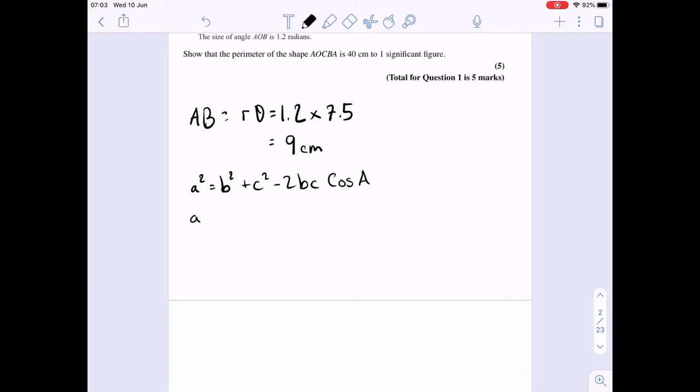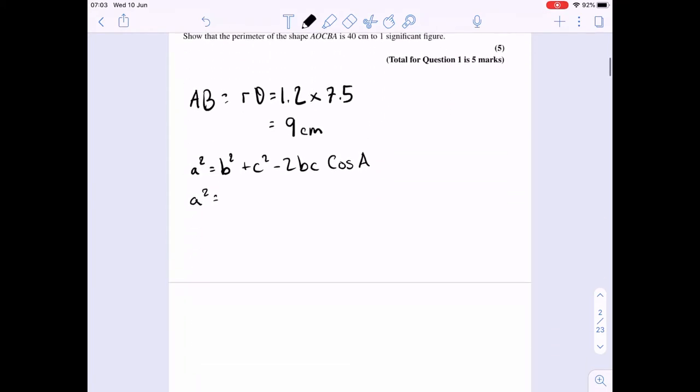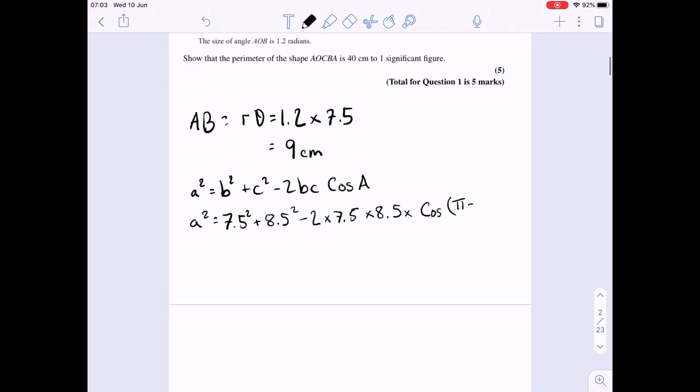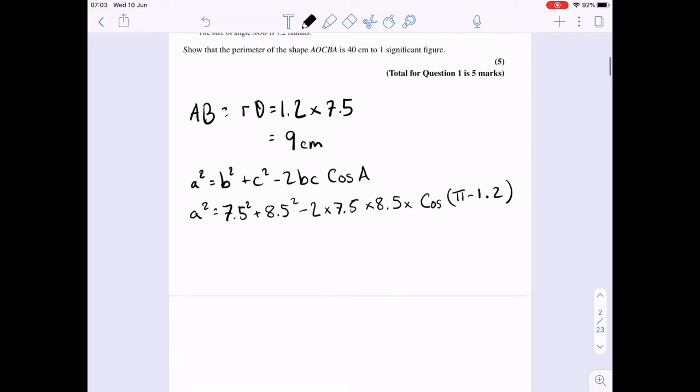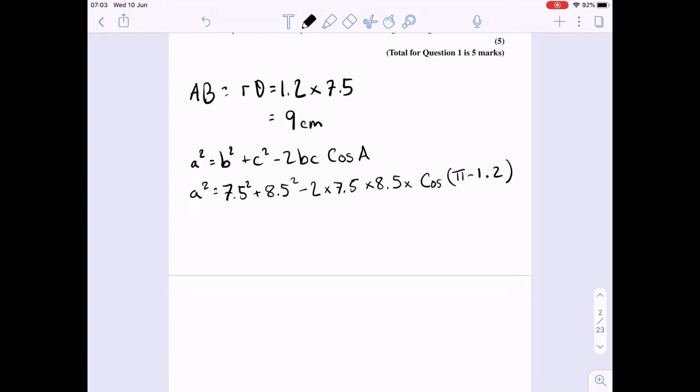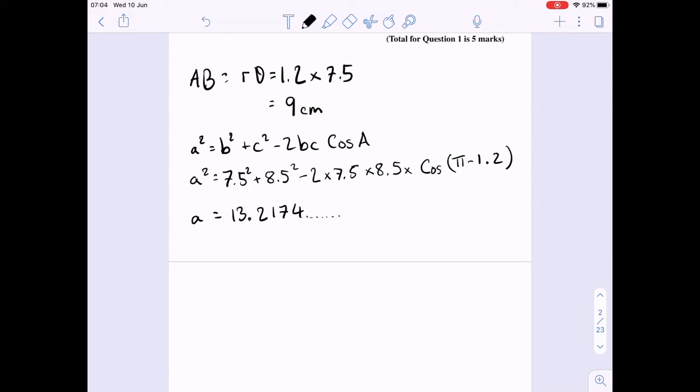Okay, so a squared is going to equal 7.5 squared plus 8.5 squared minus 2 times 7.5 times 8.5 times cos of pi minus 1.2. Now, because we're working in pi, I've got to make sure my calculator is in radians. And if I work this out and square root it, a comes out to be 13.217435, but I'm just going to say dot dot dot to show it carries on going forever.